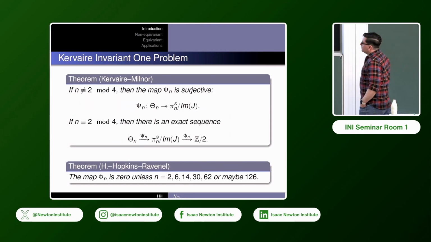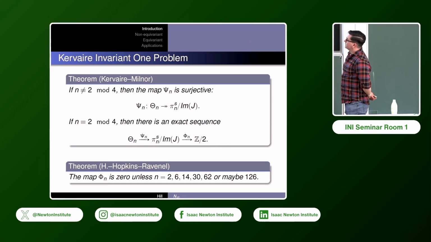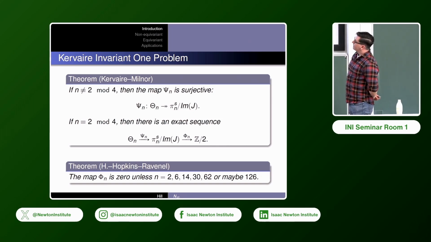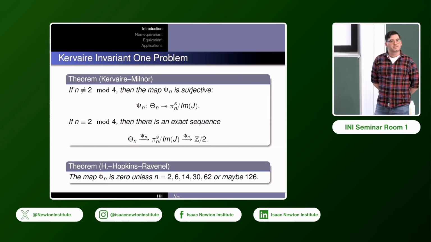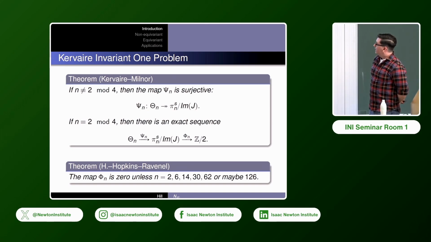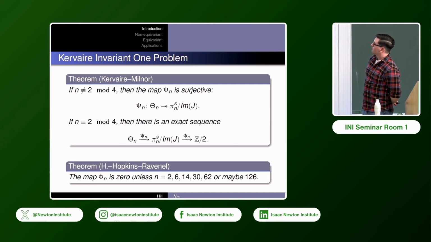So Kervaire and Milnor then use this to show, okay, well, this map from the theta n's, the thing we want, the diffeomorphism classes of smooth structures, is surjective in almost all degrees. So if n is not congruent to 2 mod 4. And then if n is congruent to 2 mod 4, then it's maybe surjective. The possible failure for it to be surjective is at most a Z mod 2.